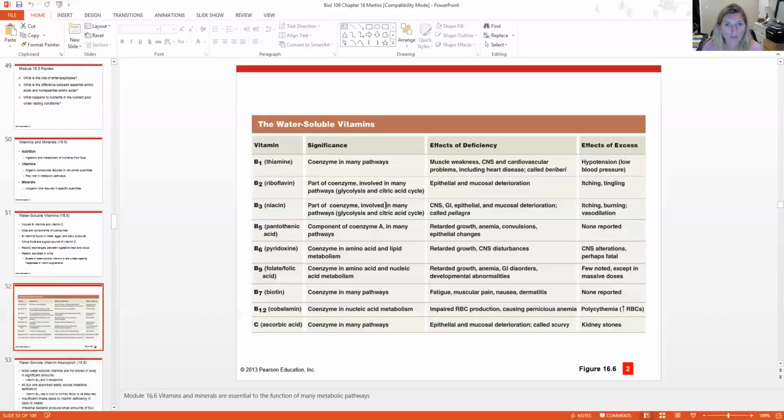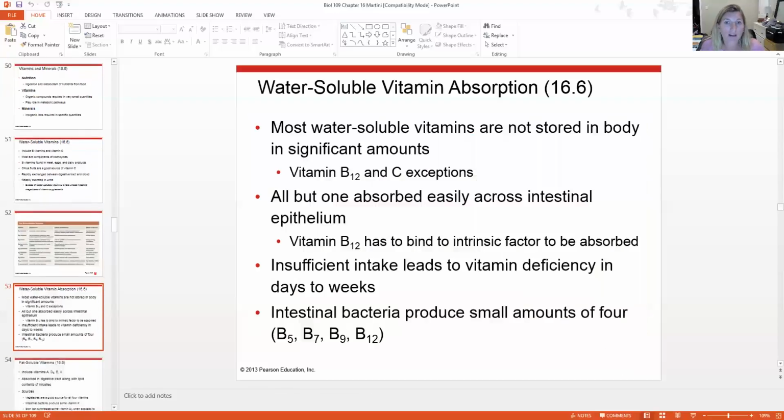Here's a chart with all of the water-soluble vitamins for you, all of the B vitamins. Again, most of them are coenzymes. Do you have to know what all of these vitamins do? No, but you should know what water-soluble vitamins are. Let's talk about how they are absorbed.